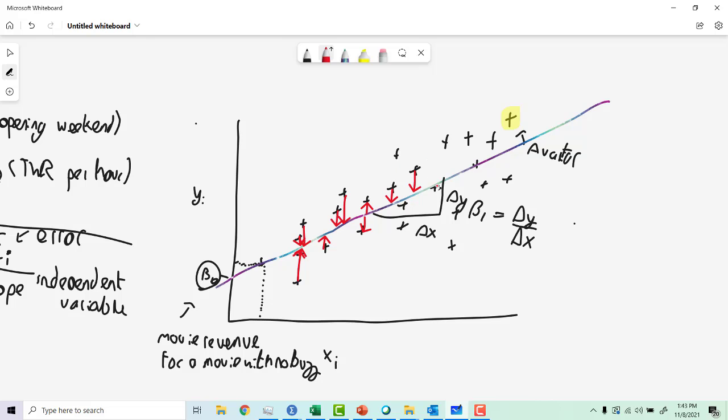But these are the residuals. And these are the actual, which I don't like these arrows. These are the errors in the regression, because we're not going to perfectly fit all of these points. So this is just some of the basics of regression.